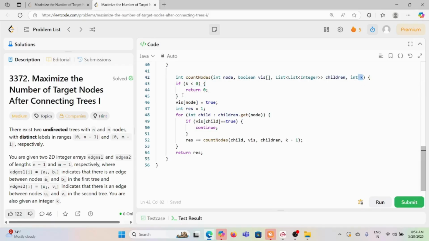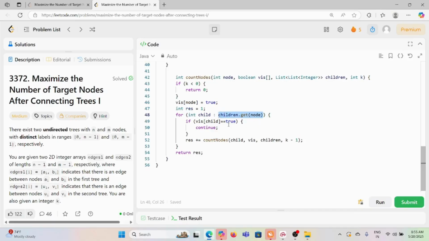So see here, if k is less than 0, then there is no point in finding, so it directly returns 0. Otherwise, because we are calling at node, we immediately make visited of node equal to true, so that next time we don't proceed and avoid repeating. Now we make one variable, res, equal to 1. Now we are traversing through the adjacency list of this node, right? This will give us how many nodes it is connected to.